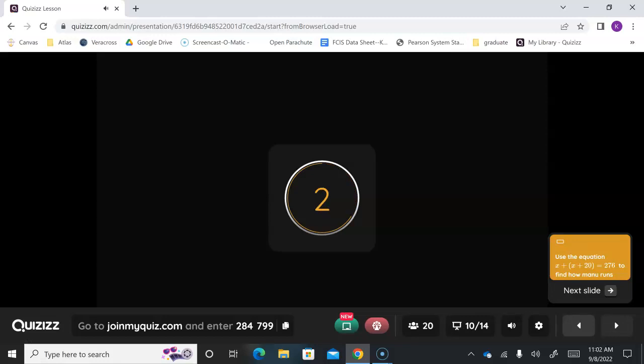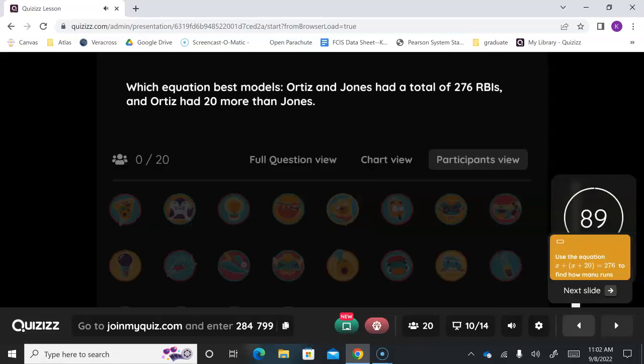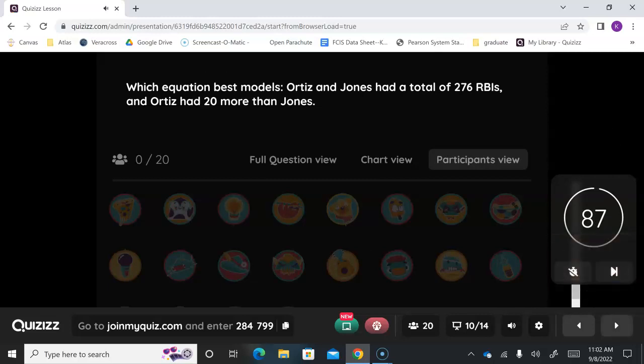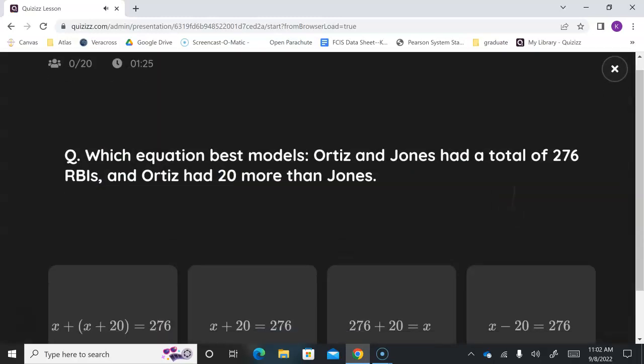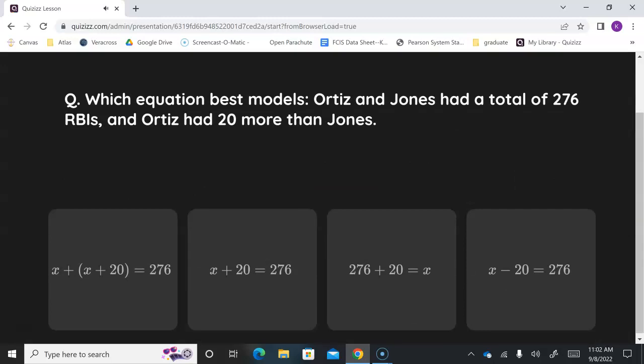Alright? So I'm just using the variable x. That's it. Just the variable x. I want you to tell me which one best models the total of Ortiz and Jones. Okay? Which one of these best models that total? Total RBI.